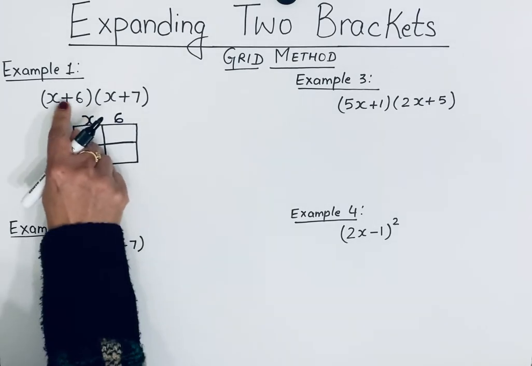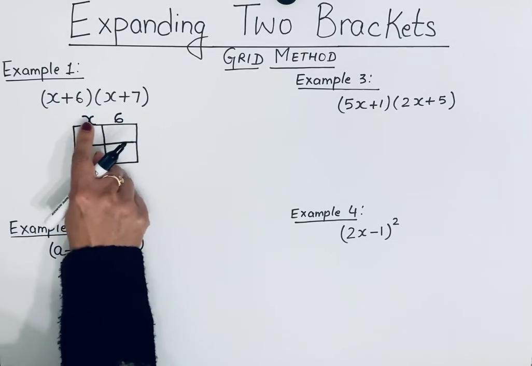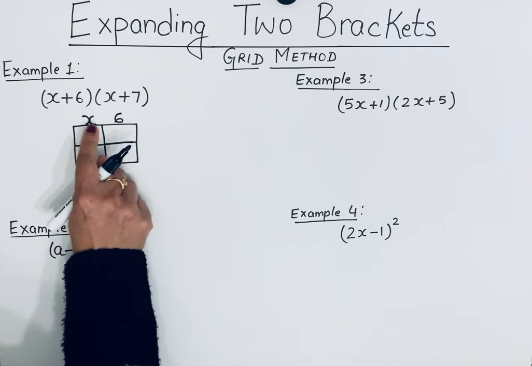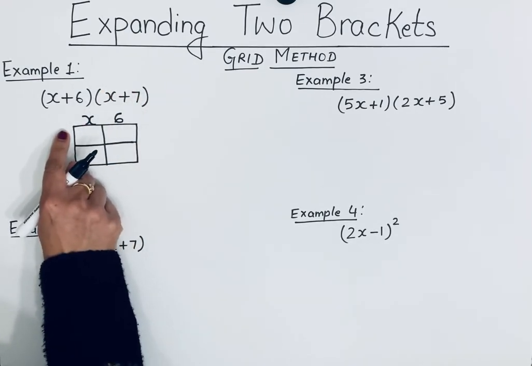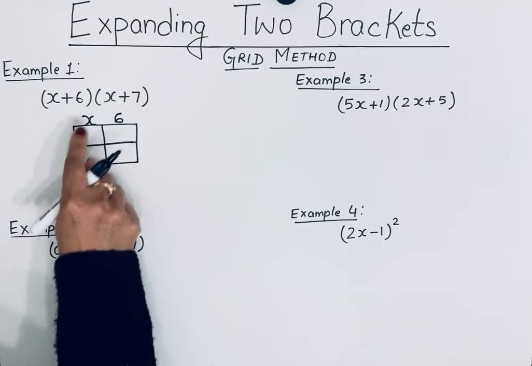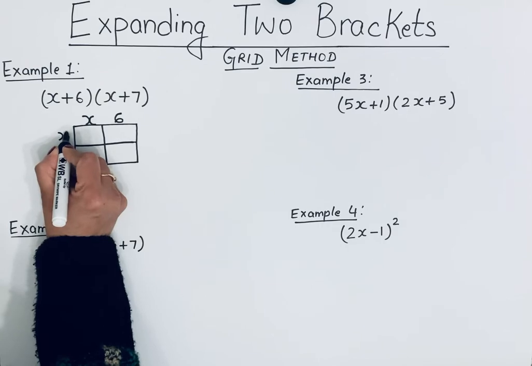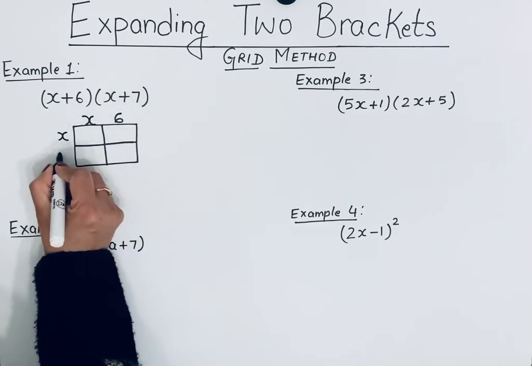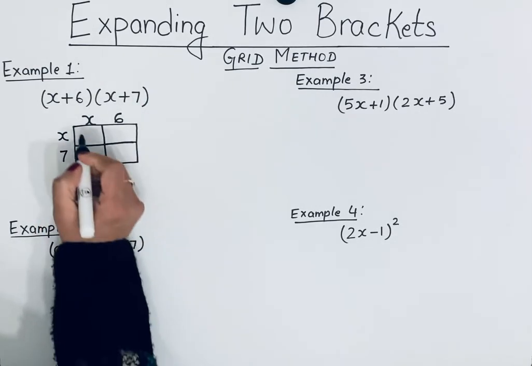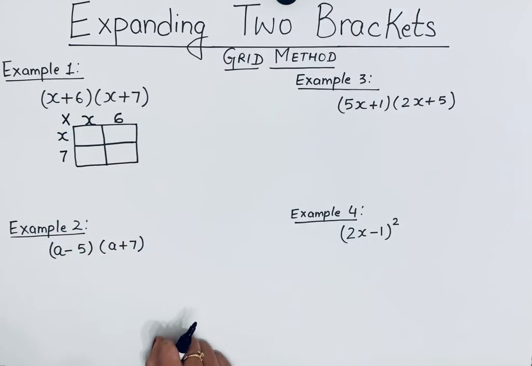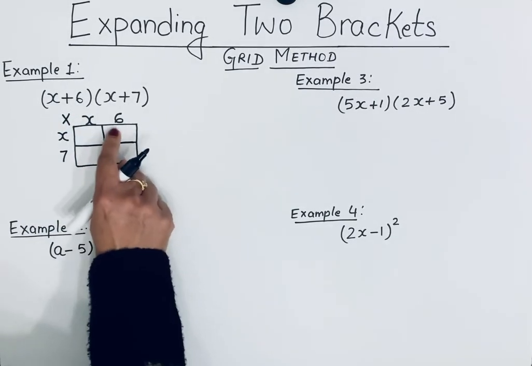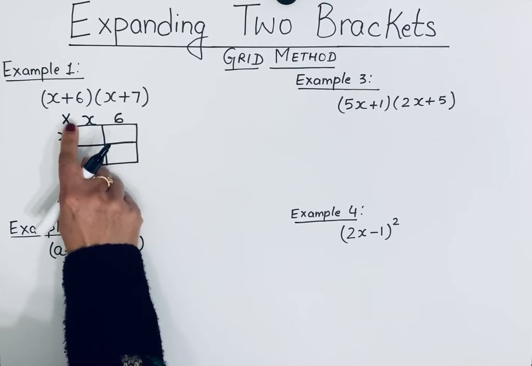So the first bracket goes on the top, each term above one section. And then the second bracket goes on the left side. Again, each term at the front of each section. So x goes there and 7 goes here. This is a multiplication grid, so let's write down times. And then let's fill in these boxes by multiplying.